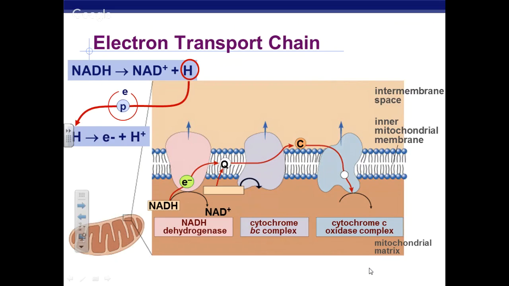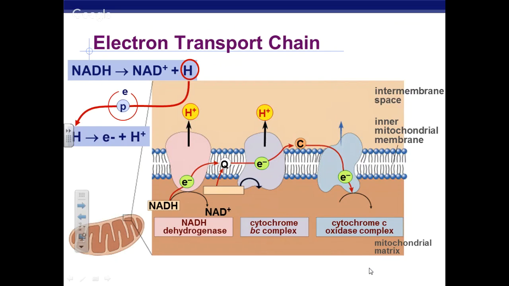As the electrons move through the electron transport chain, they lose energy. And the energy that they lose as they pass through complex 1, complex 3, and complex 4. Do you see these blue arrows? Those blue arrows are there showing that hydrogen ions are pumped from the matrix into the intermembrane space. That's how the gradient is created.